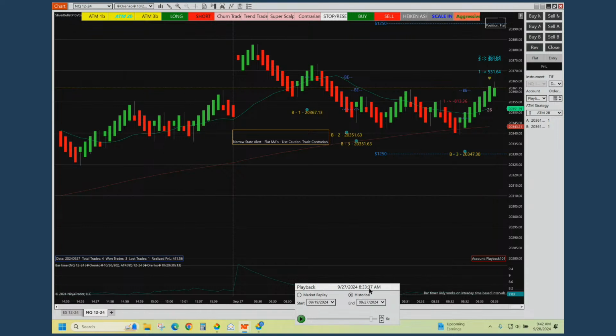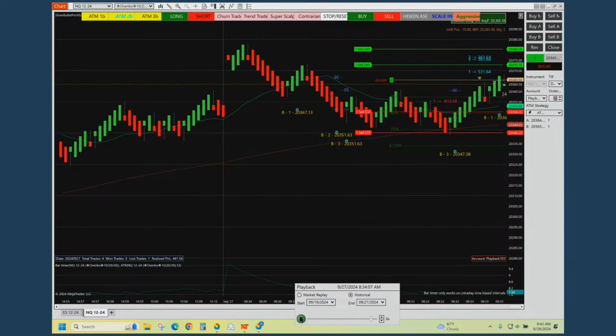All that is in 3.5 minutes since the market opened. Market opened at 8:30, and it's now 8:33 and 37 seconds. So in 3.5 minutes, it made $441. So let's see. Let's continue.